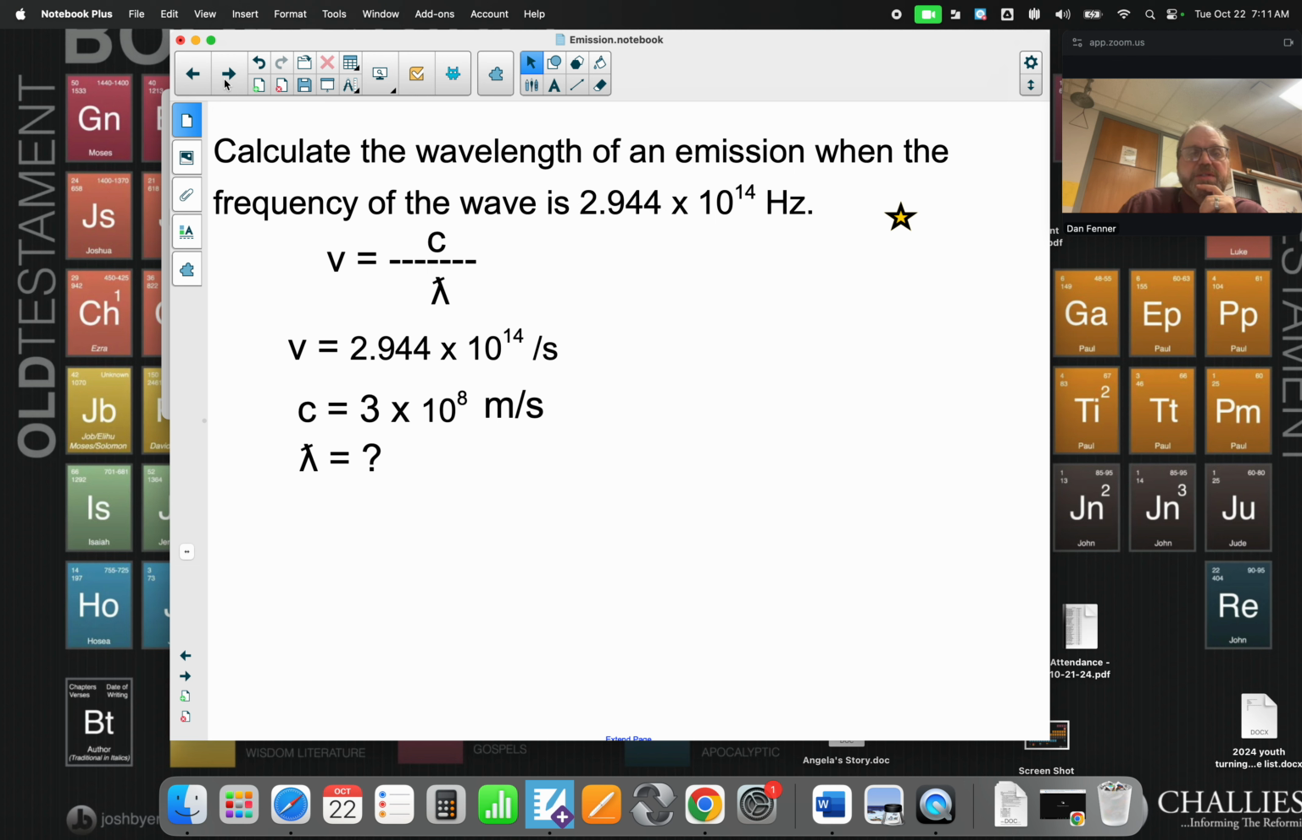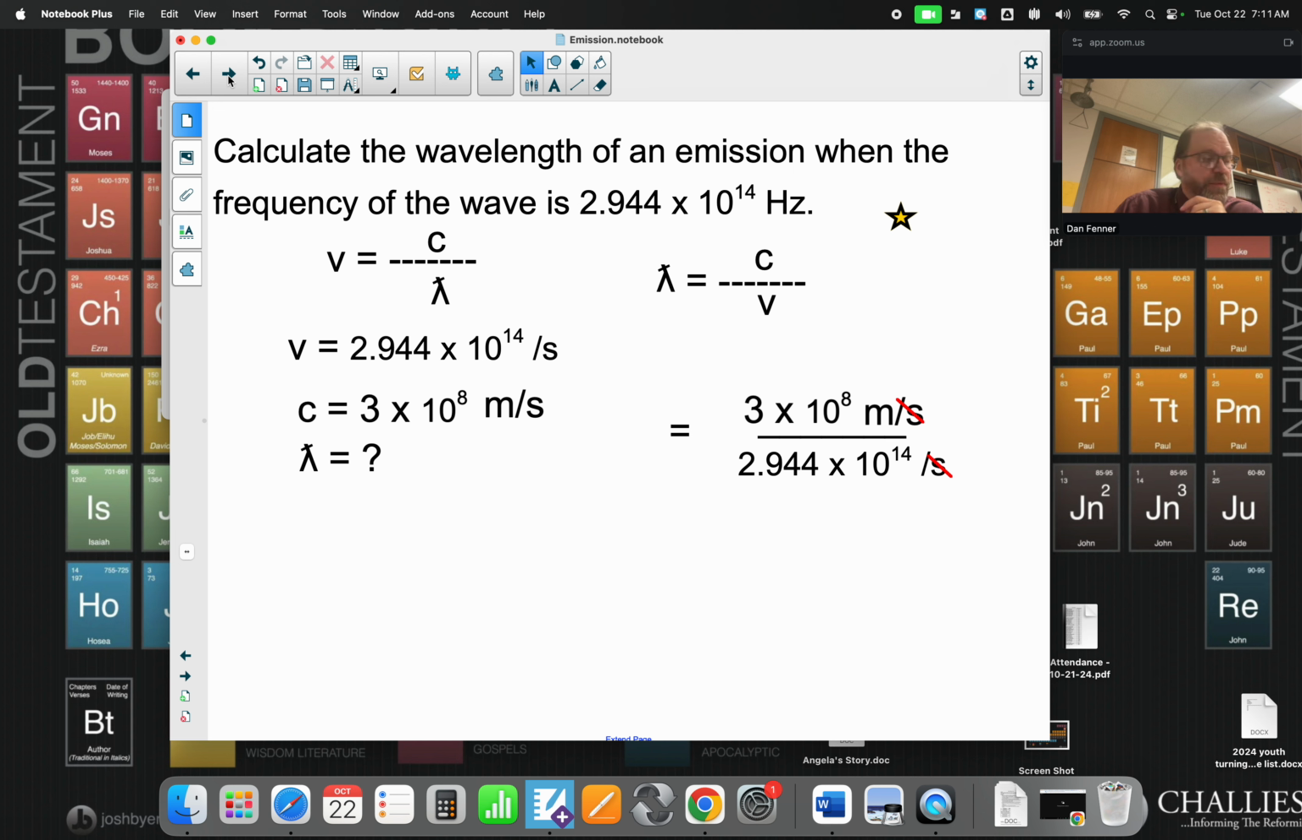And lambda is unknown. So therefore, we have to do a little algebra. If lambda is equal to C over nu, we'll bring lambda up and bring nu down. So lambda is equal to C over nu. Put our values in, 3 times 10 to the 8th meters per second, divided by 2.944 times 10 to the 14th per second. Our units, seconds, cross out, and we'll be in meters.